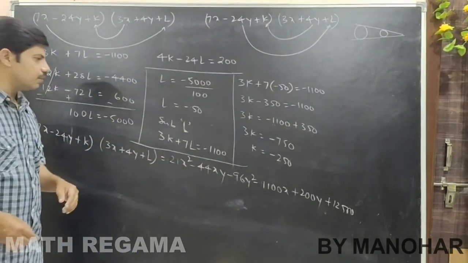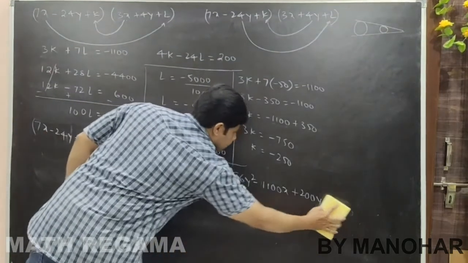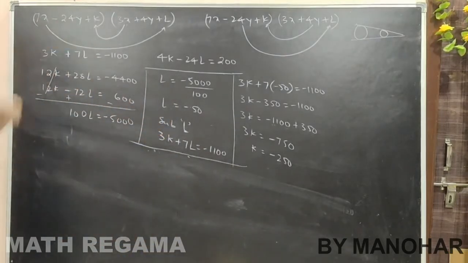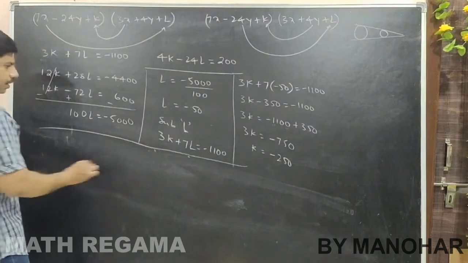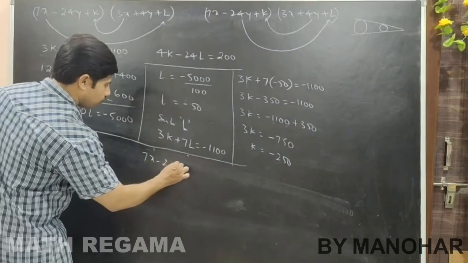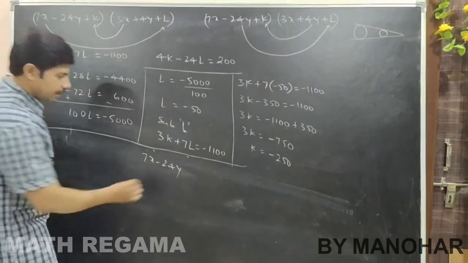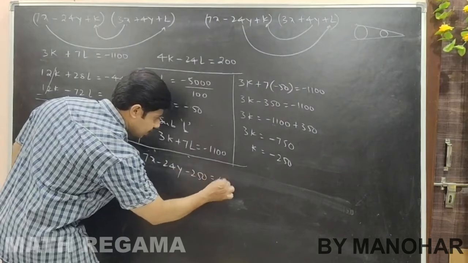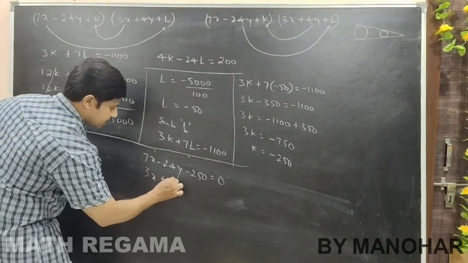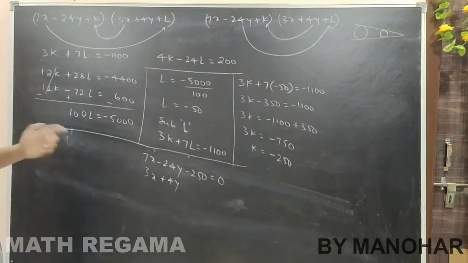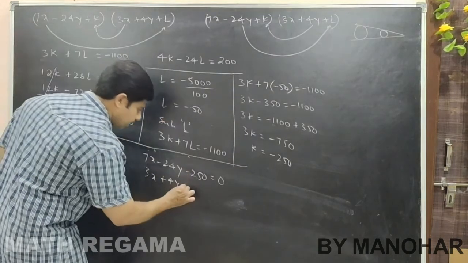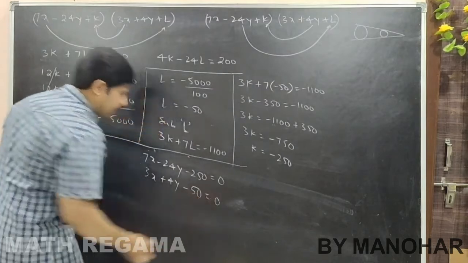Now after getting minus 250, what do I do? I'll substitute back these k and L values in these equations. So what are the direct common tangents we get? The direct common tangents are 7x minus 24y plus k, what is k? Minus 250, is equal to 0. And the next equation we have is 3x plus 4y plus L. What is the L value? Minus 50, is equal to 0.